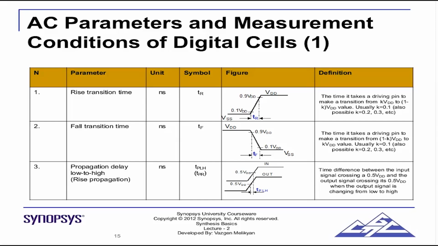But the choice whether it is 2080 or 1090 should be made right at the start, and it should be common to all the cells. Otherwise, the analysis, the timing calculation, the delay calculation could be wrong. So it is a very important parameter. We'll see how we use this. Again, correspondingly, there is a fall transition time parameter: the time it takes for a driving pin to make a transition from 1 minus k VDD to k VDD.